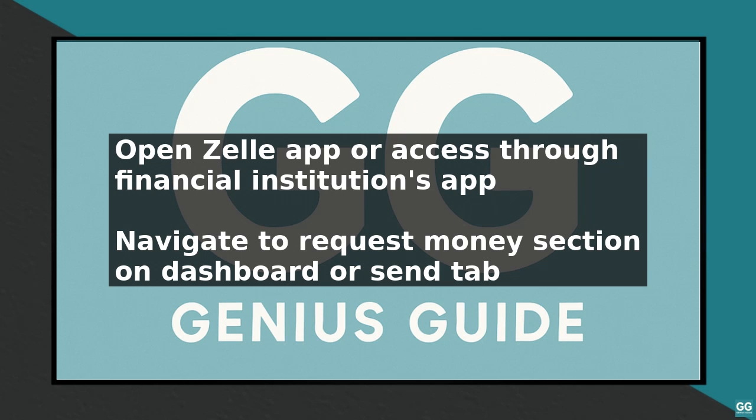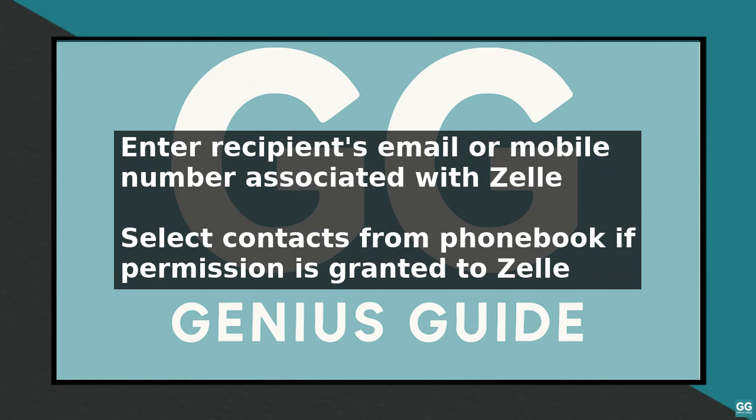Specify the amount you want to request and add a note to describe the purpose of the request. This note is optional but recommended to provide context for the payment. Review the request details carefully before submitting. Once you have confirmed the request details, tap or click the Request Money button.